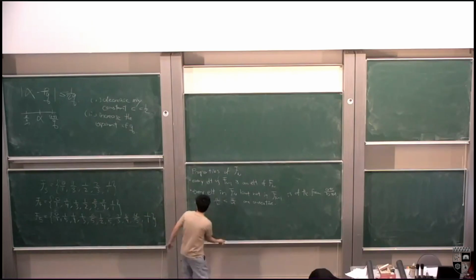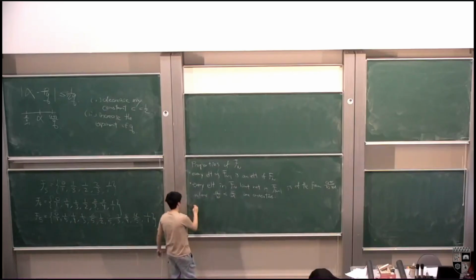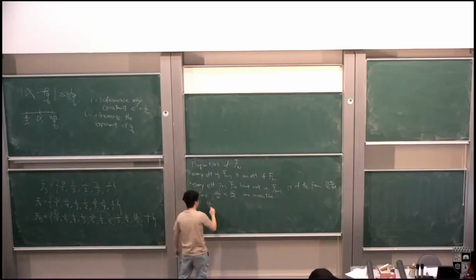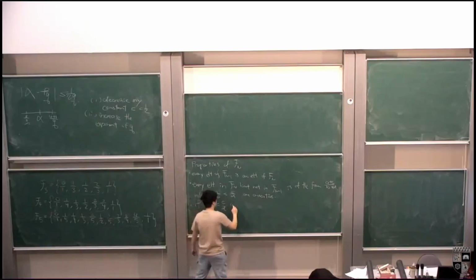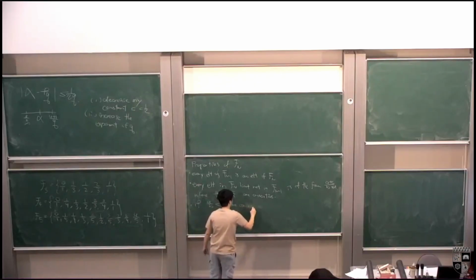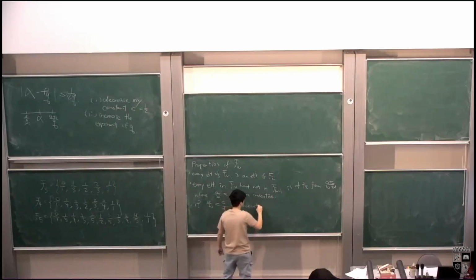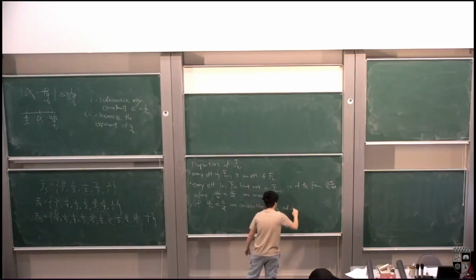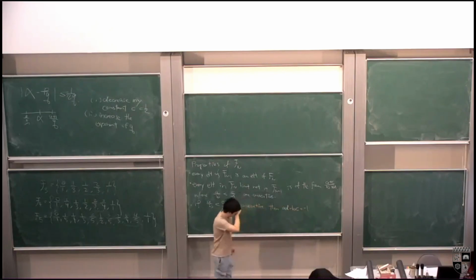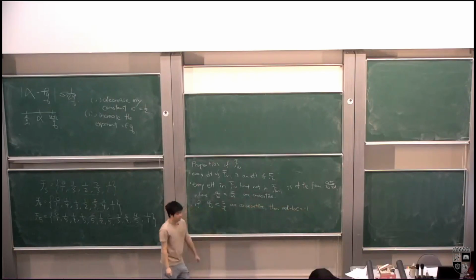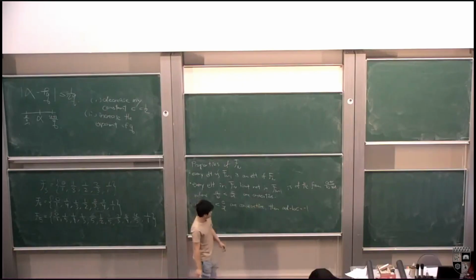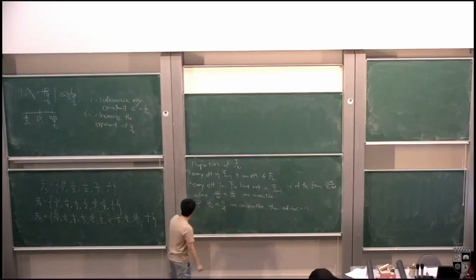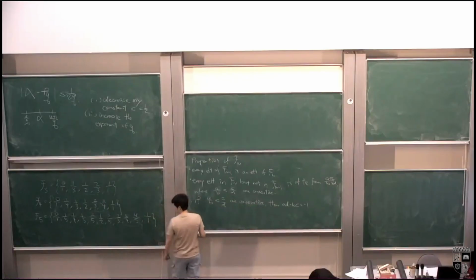If a over b and c over d are consecutive, then ad minus bc is minus 1. I'm going to call this property the determinant, because it looks like the determinant. Okay. Is there any more?